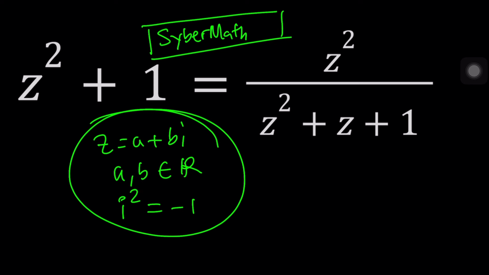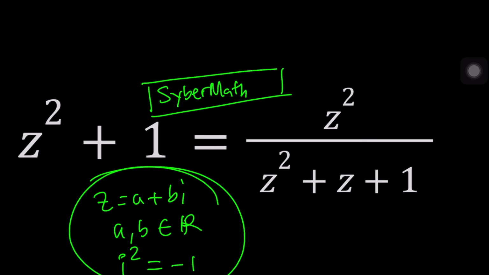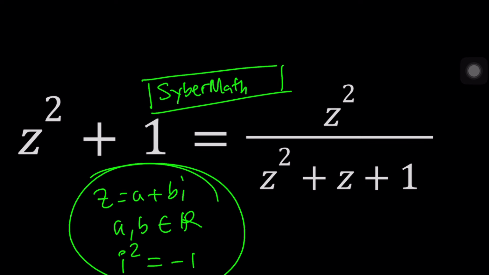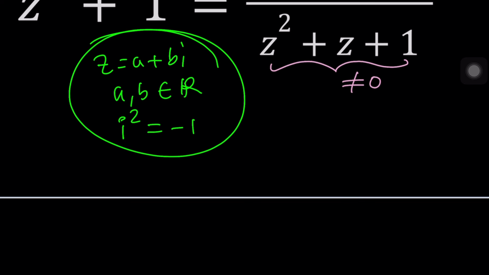To be able to solve this problem, we could replace a z with a plus bi, but I don't think it's going to be very helpful. I think we should multiply both sides by z squared plus z plus 1. One thing to keep in mind though, whenever you have a fraction, you always have to check for the domain, because you don't want the denominator to be 0. So we don't want z squared plus z plus 1 equals 0.